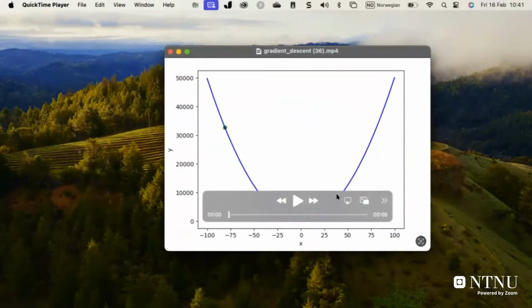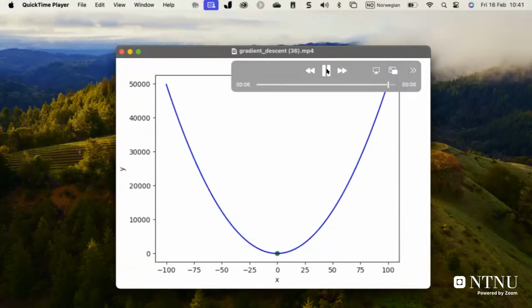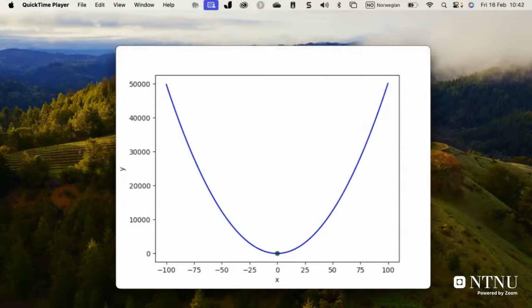Yes, as you can see here, we have this response. We're starting from one point and we're reaching this optimum value using gradient descent. So gradient descent works very well, in fact. We can go back to the slides.